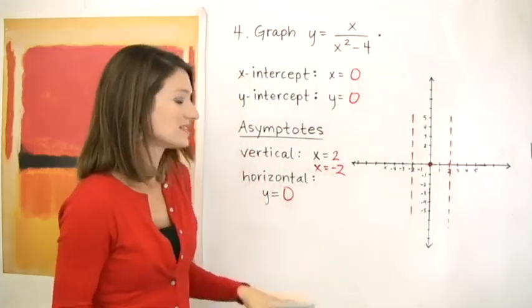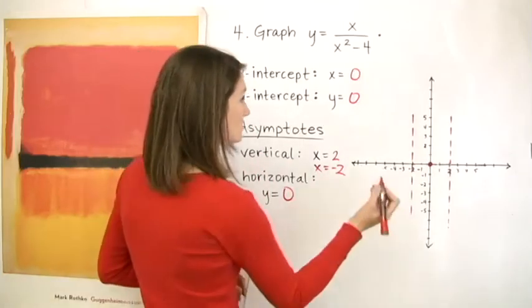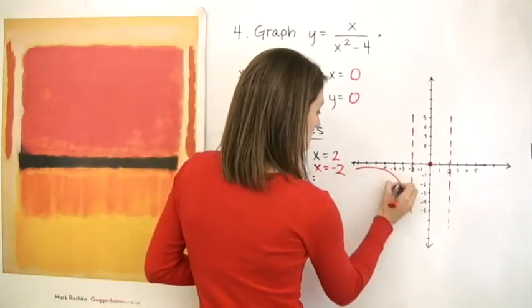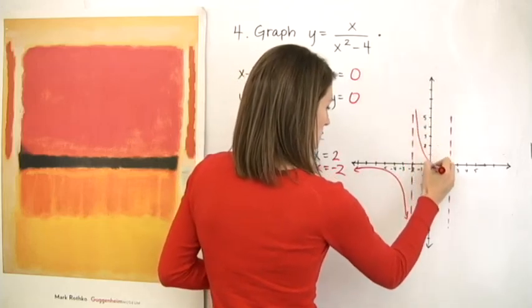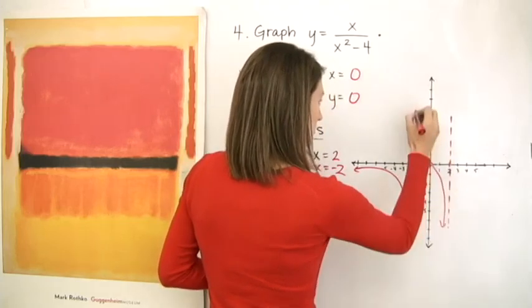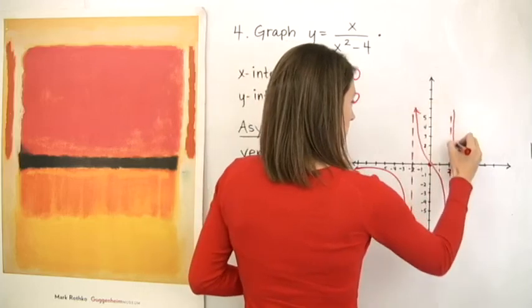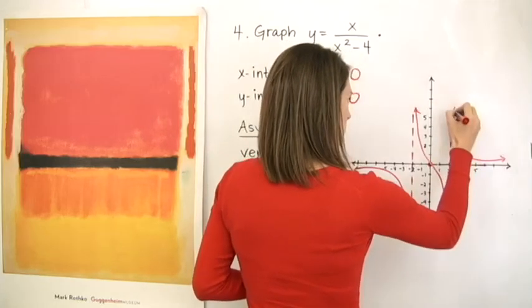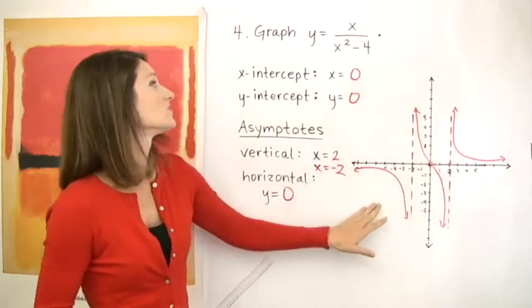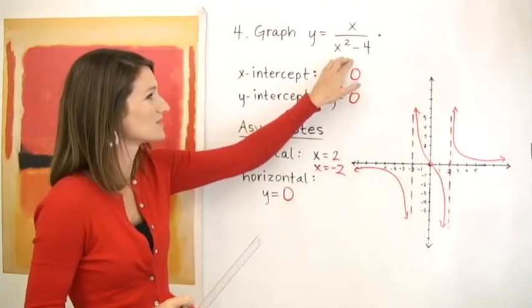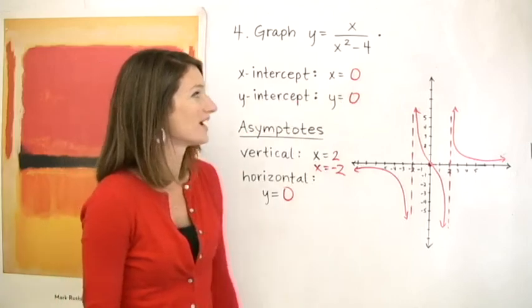So if you were to find a table of values and plot your points, you would end up with a graph that looks something similar to this. Crosses at 0, 0. All of our curves get very close to our asymptotes but never cross. So here is what the graph looks like for our function y equals x over x squared minus 4.